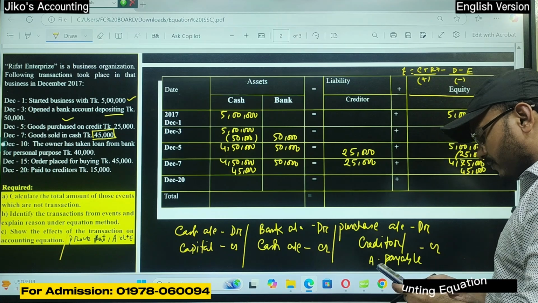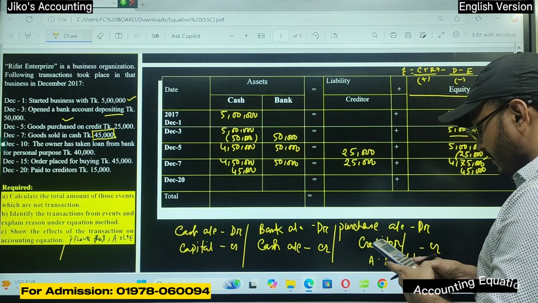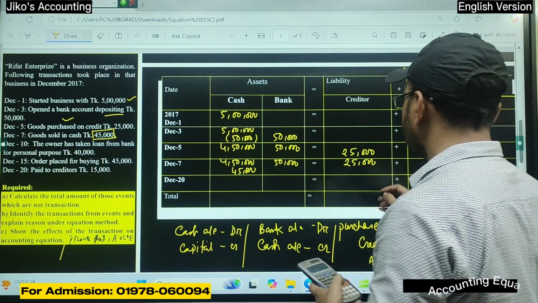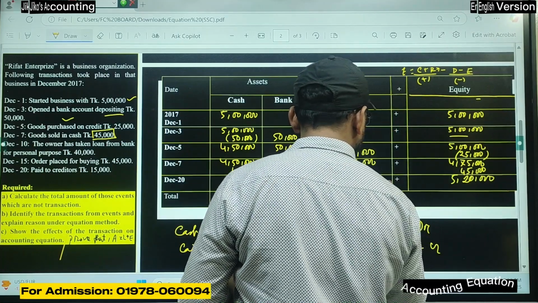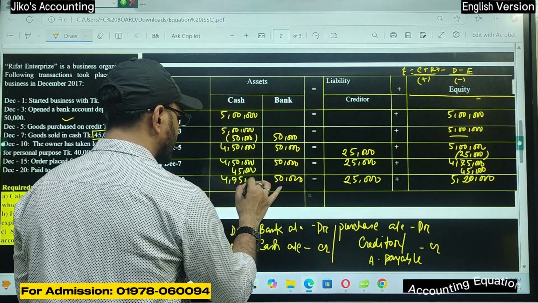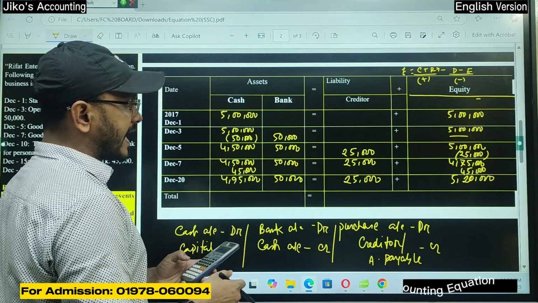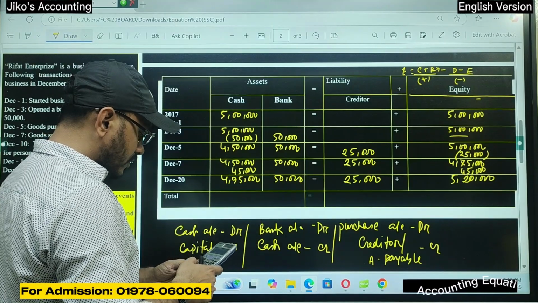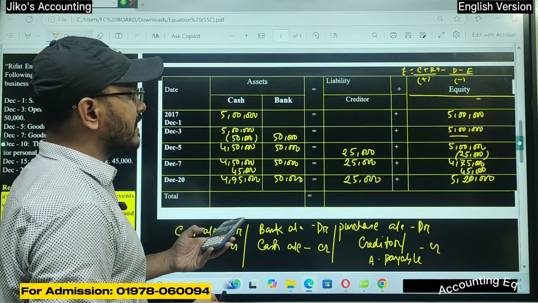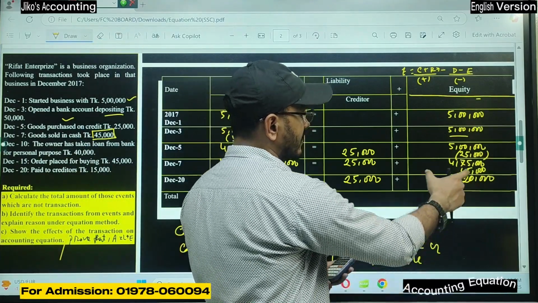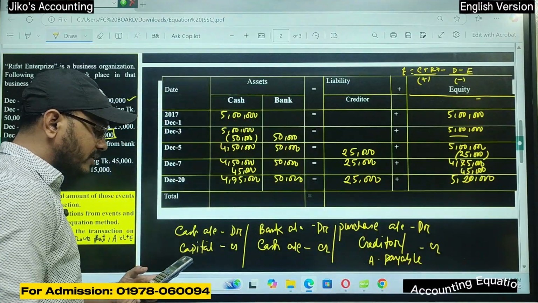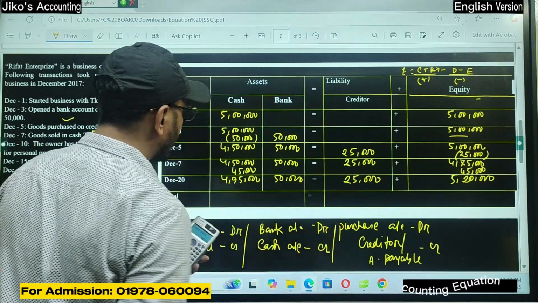Now we have to calculate all of them. 4 lakh 75,000 plus 45,000 is 5 lakh 20,000. Then here 25,000, then 50,000, then 4 lakh 95,000. Now you have to add all of them. We have to check whether it is right or wrong from both sides. 4 lakh 95,000 plus 50,000. What is the total amount of assets? 5 lakh 45,000 taka. After adding these, 25,000 and 5 lakh 25,000, what is our total amount here? 5 lakh 45,000. That means all of the sides' amounts are equal.